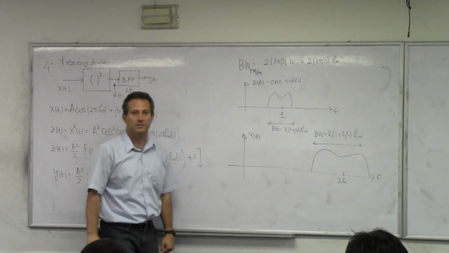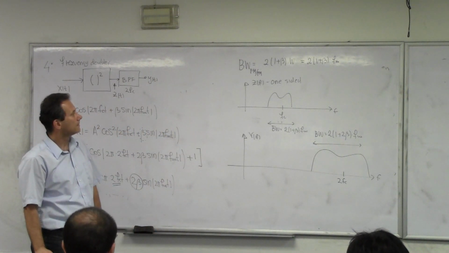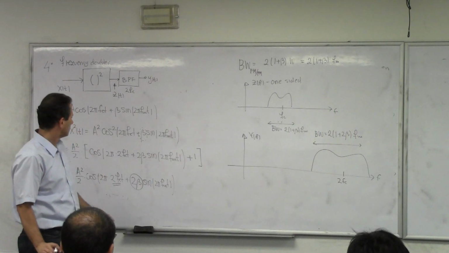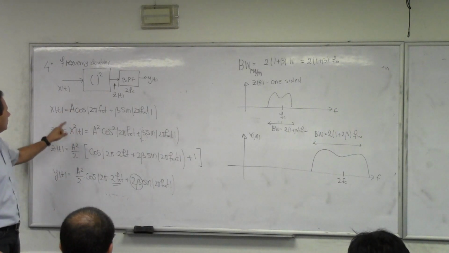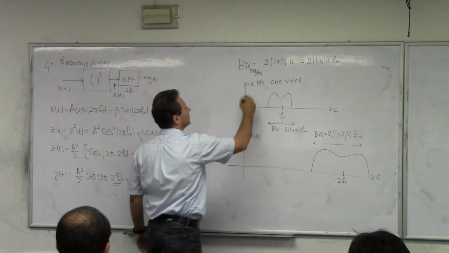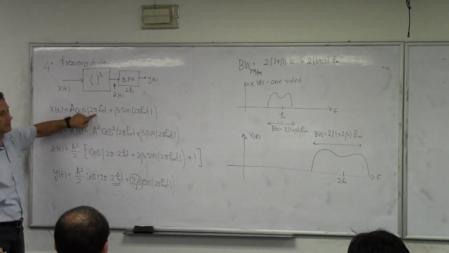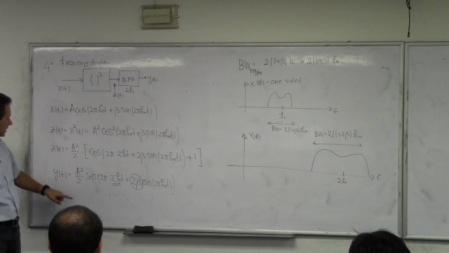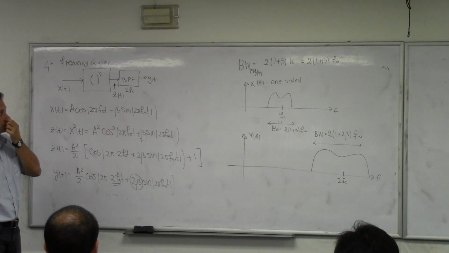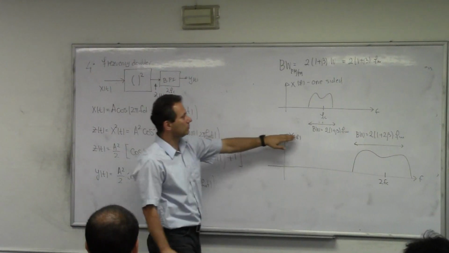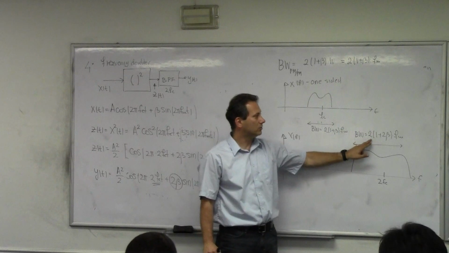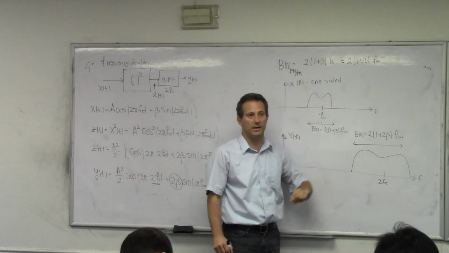Beta is, go ahead. So again, if you compare with the equation. Oh, this is X of f, right? Sorry. This is X of f, just this signal. Not Z of f. Z of f is the same as Y of f, just without the DC component. So X of f has a bandwidth of 2 times 1 plus beta Fm. The Y of f now has 2 times 1 plus 2 beta Fm.